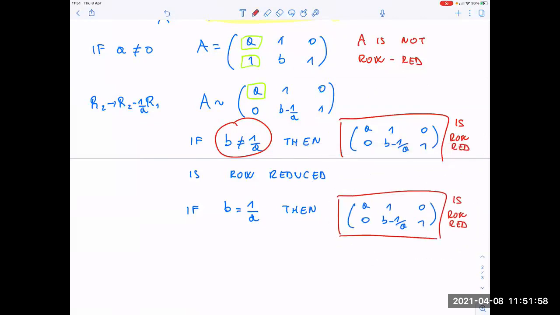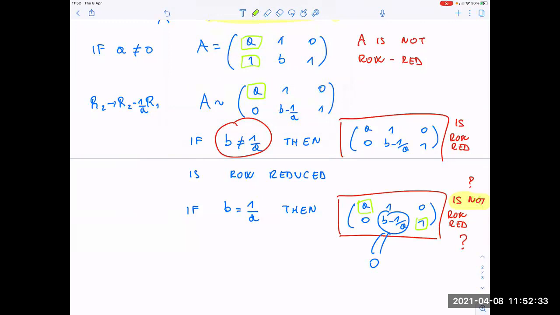So the one here is not row reduced, or it is. What do you think? Is it row reduced or is it not row reduced? It is, because if you have a 0 here, so this entry here is equal to 0, then I have the 2 markers like this. So it is actually row reduced, right?